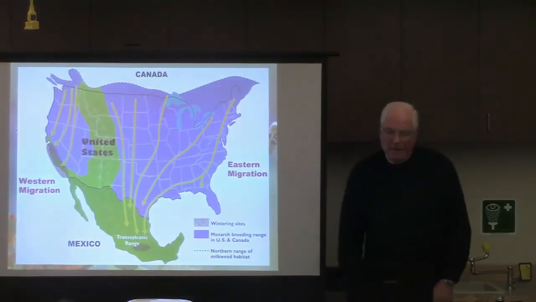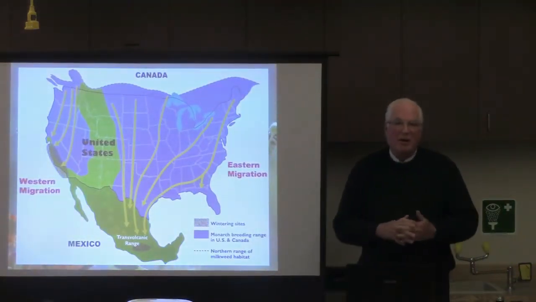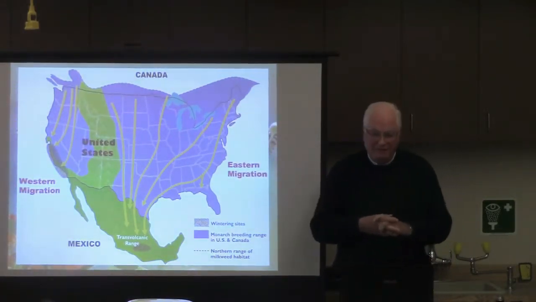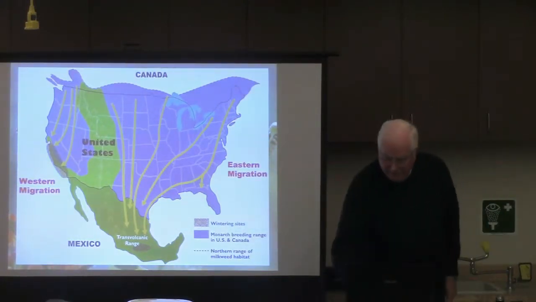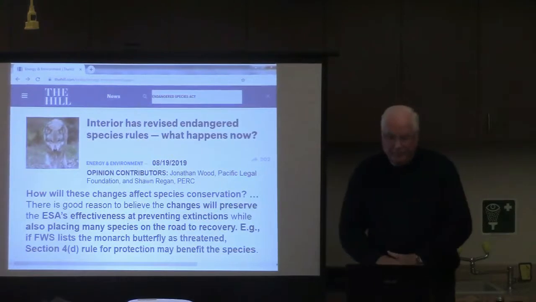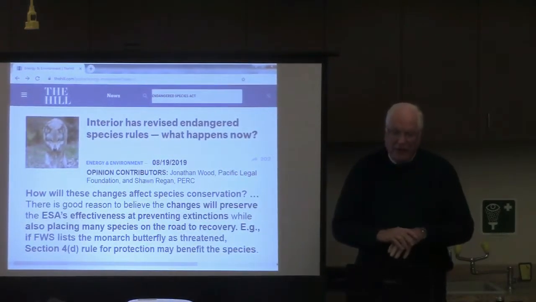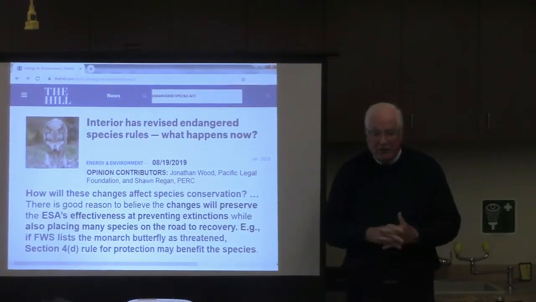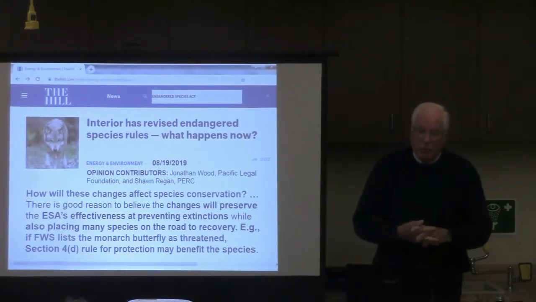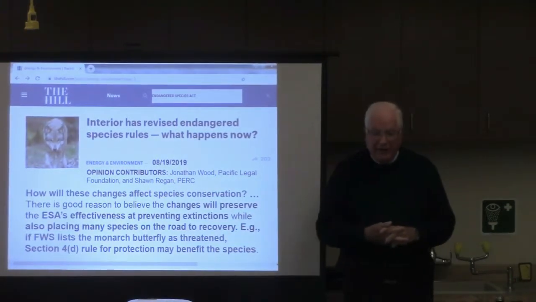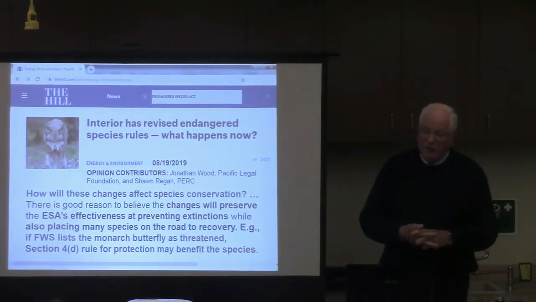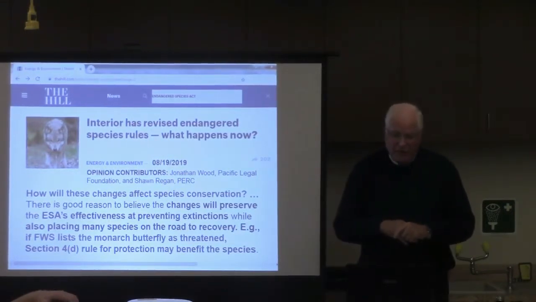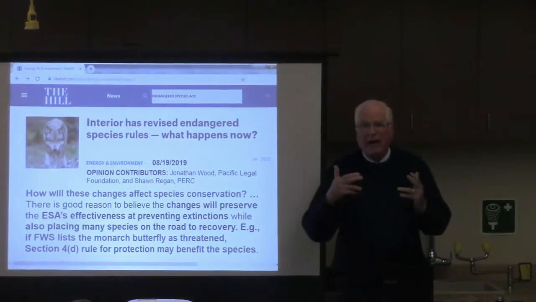It's a beauty. The Rocky Mountain corridor doesn't have monarch butterflies. The rest of the nation enjoys monarch butterflies and their migration patterns. So, the spokesman for Pacific Legal Foundation wrote, Interior has now revised the species rules. What happens now? How will these changes affect species conservation? He said the changes will preserve the ESA's effectiveness at preventing extinctions while also placing many species on the road to recovery. For example, if FWS lists the monarch butterfly as threatened, the Section 4D rule for protection may actually benefit the species.